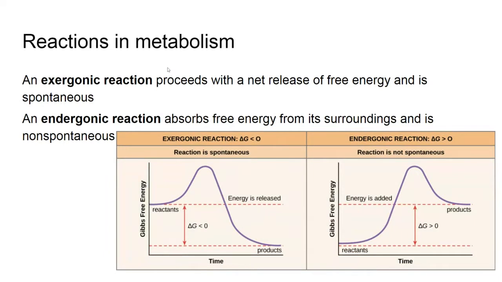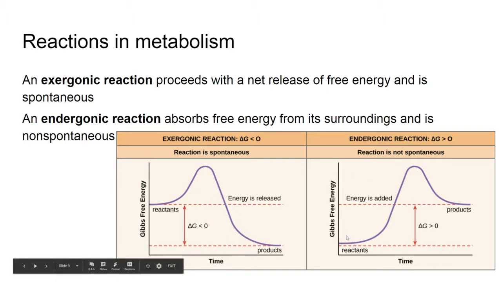So reactions in metabolism. We have exergonic and endergonic reactions. Exergonic reactions are going to release heat, which makes them spontaneous, and endergonic reactions are going to absorb heat, which makes them non-spontaneous. Looking at the diagram on the left, it's going to show us an exergonic reaction. It shows that we start off with the reactants at a certain energy, and then as we go up, we have this activation energy, and then once it's activated and starts going downhill, it releases energy.